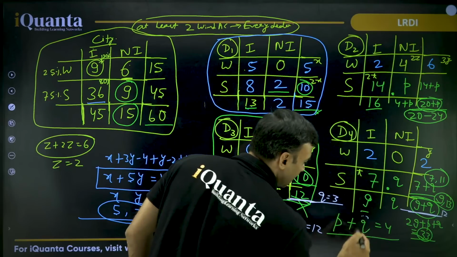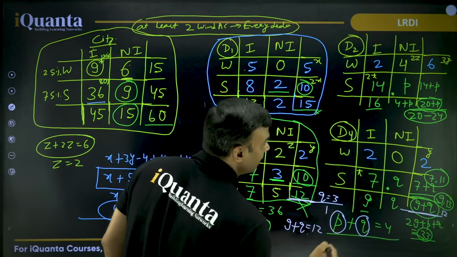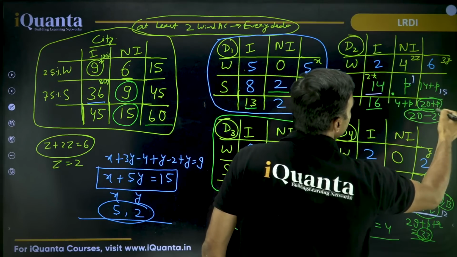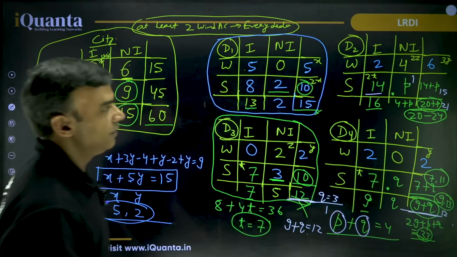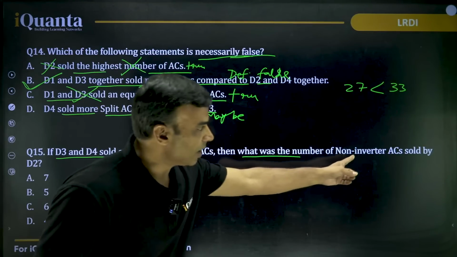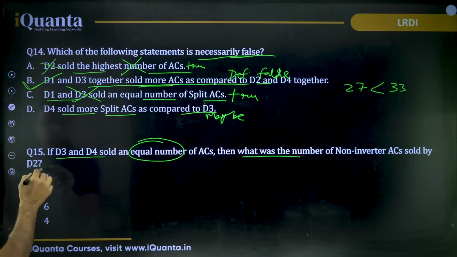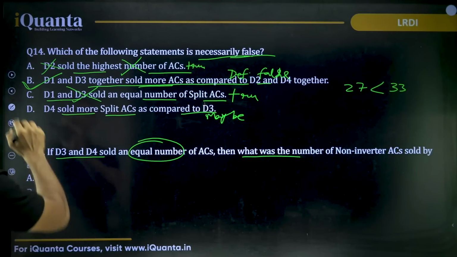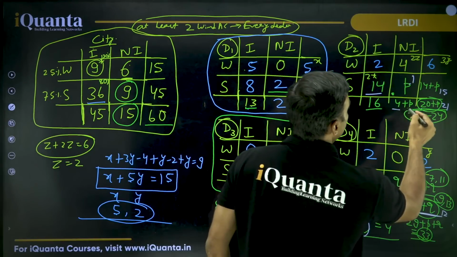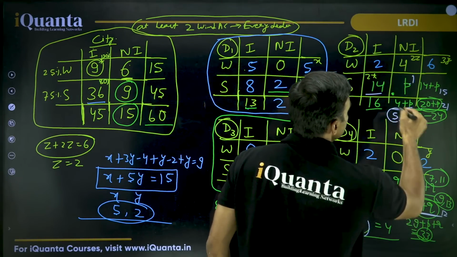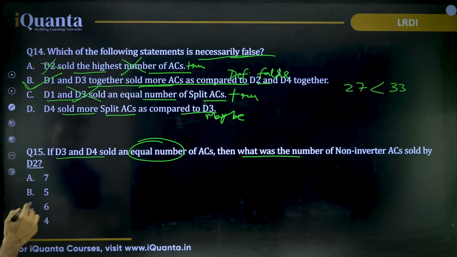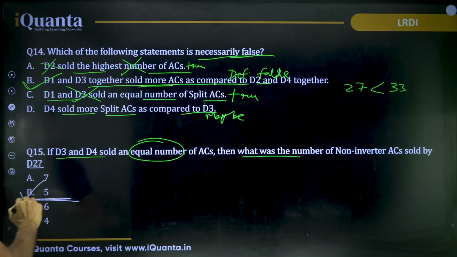If Q is equal to 3, then P should be equal to 1. So 14 plus 1, 15. 20 plus P, 21. So this will be the situation. The question is, what was the number of non-inverter AC sold by D2? Non-inverter total, that is 4 plus 1, which is 5. Check if you have options. Oh yes, we have option B, 5, and that is the correct answer.